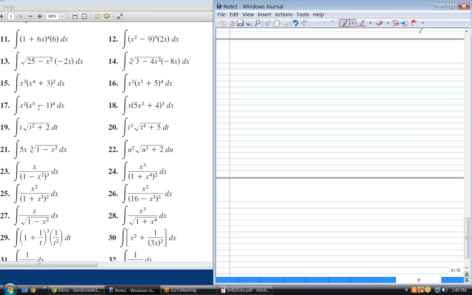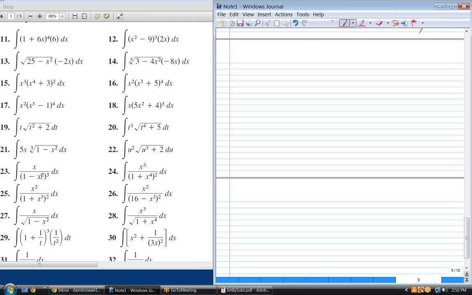On number 17, the derivative of the inside is 3x squared. So all we care about is a way to get rid of that x squared. We can handle the 3. That'll come out as a 1/3. Still fits the general definition of a composite function times the derivative of the inside. Same there, same there, same there, same there.